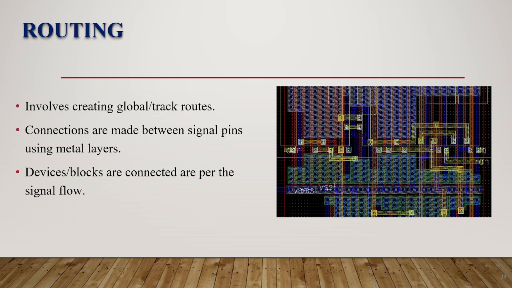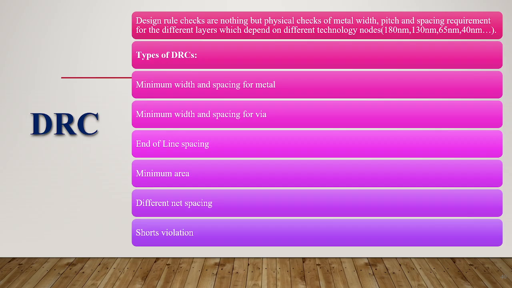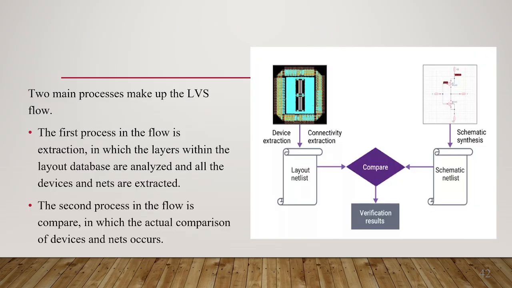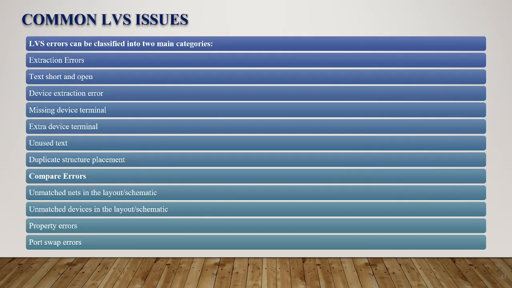Routing also. Routing is nothing but making connections, global track routes and all those connections you will study in the analog layout. DRC, design rule checks, and common errors; below are some common errors. I told you, within an IC there are so many metal layers, like the N-well technique. The N-well is a fabrication technique. So AA layer, metal 3 layer, metal 2 layer, and metal 1 layer. All those things you will work on under the tool, the Cadence tool. Two main process makeups of LVS flow. So common LVS issues you can see.